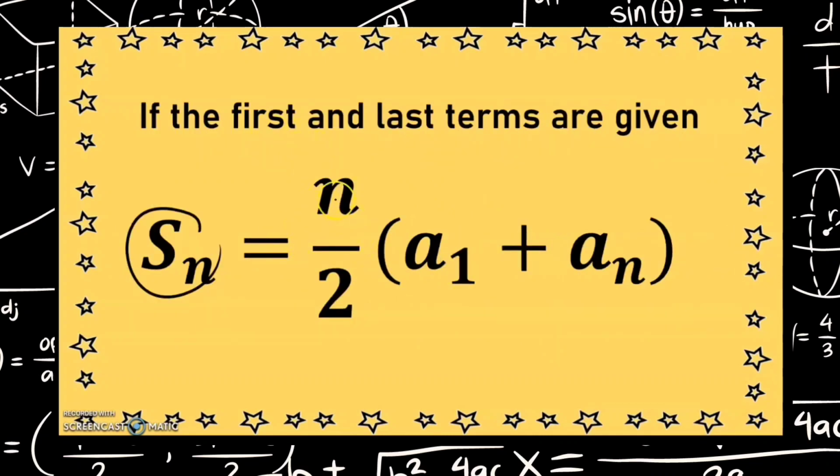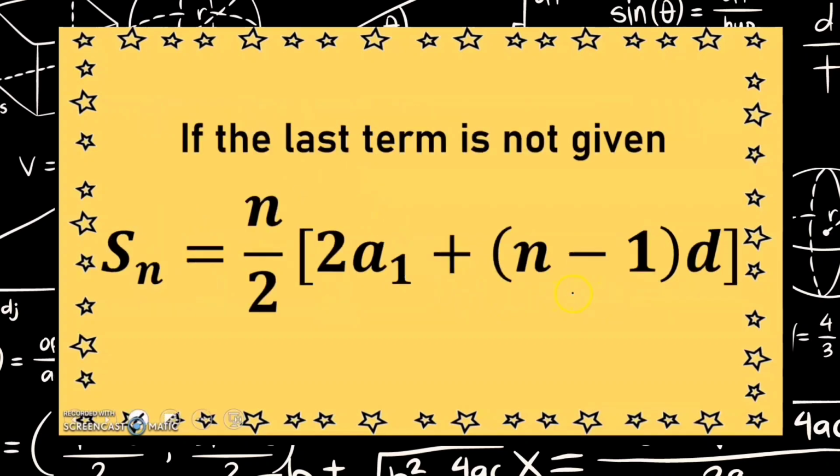We will use this formula if the first and last terms of the given arithmetic sequence are given. So we have S sub n is equal to n over 2 times the quantity a sub 1 plus a sub n, where S sub n is the sum of the first n terms of the given sequence, n is the number of terms, a sub 1 is the first term, and a sub n is the last term. If the last term is not given, we will be using the formula S sub n is equal to n over 2 times the quantity 2a sub 1 plus the quantity n minus 1 times d, where a sub 1 is the first term, n is the number of terms, d is the common difference.